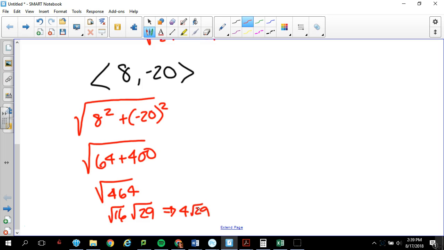So that means that the hypotenuse of the triangle that this creates is 4 square root 29, which as a decimal is 21.54. So it's pretty big. So I need to shrink that down to just 1. So instead of having this as the magnitude, I need it to be 1. So what I'm going to do is go 8 over 4 square root 29 and negative 20 over 4 square root 29.